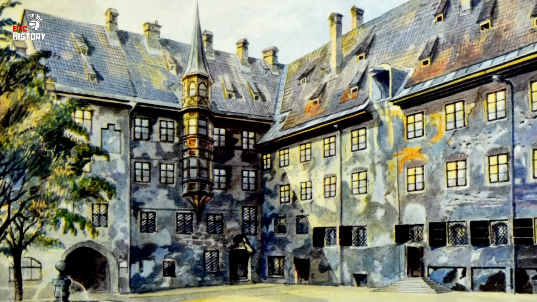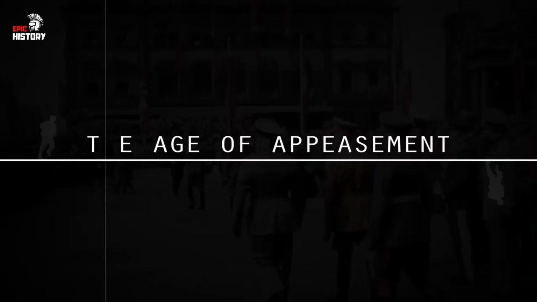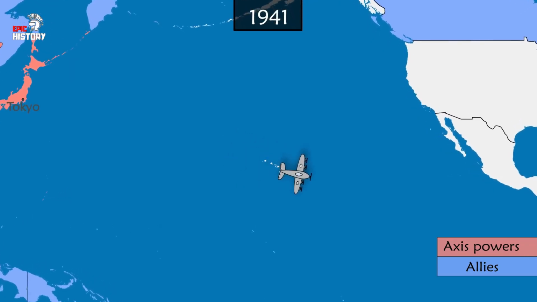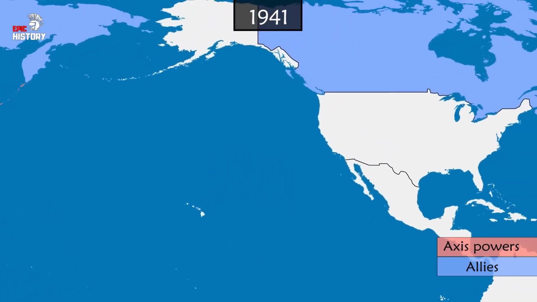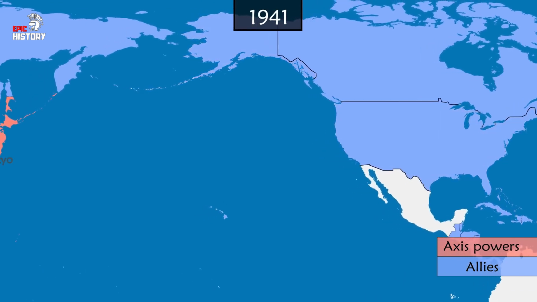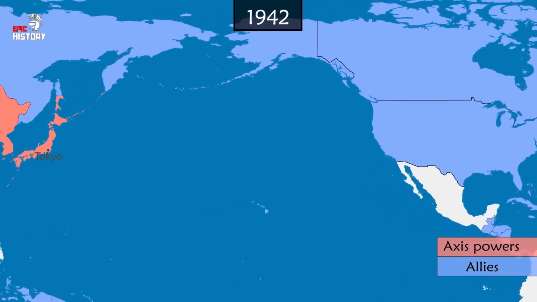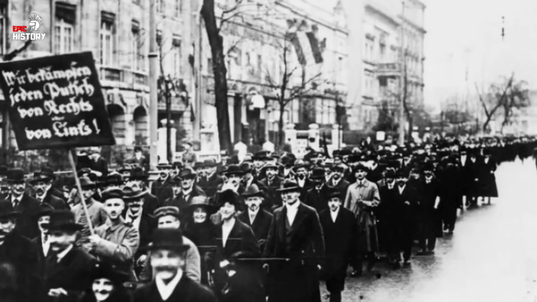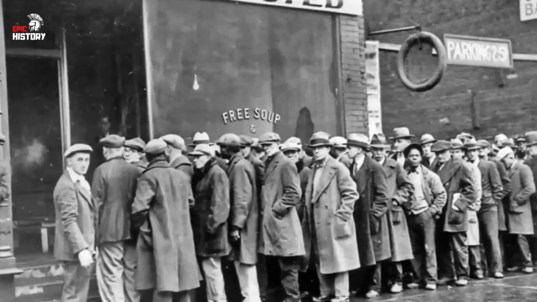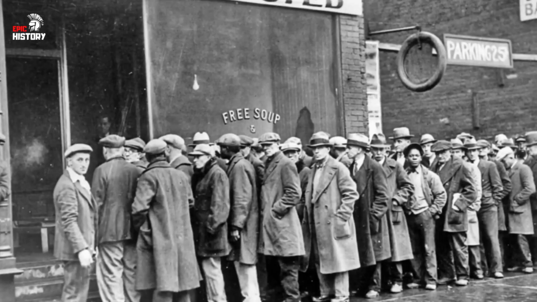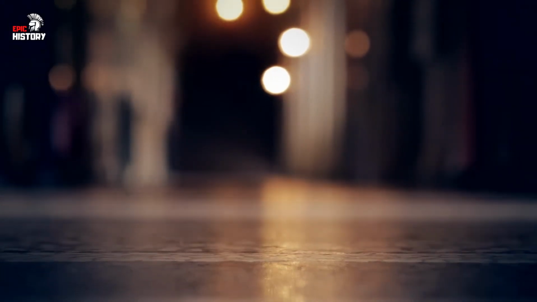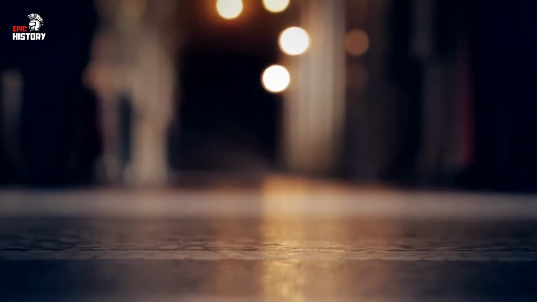Over 70 million people lost their lives, many of them civilians. The devastation caused by the war was immense. Millions were left homeless, and cities lay in ruins. The scars of this war would last for generations. The political landscape of the world changed forever. After the war, the United Nations was formed to prevent such a disaster from ever happening again. The Cold War began soon after, and the world was divided between the capitalist West and the communist East.